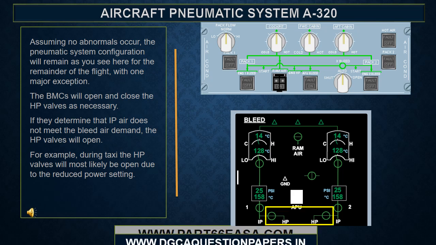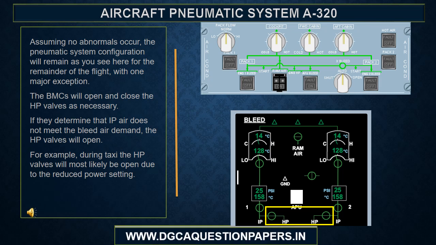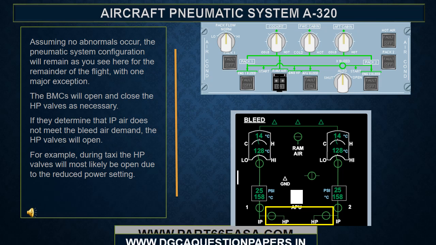Assuming no abnormals occur, the pneumatic system configuration will remain as you see here for the remainder of the flight, with one major exception. The BMCs will open and close the HP valves as necessary. If they determine that IP air does not meet the bleed air demand, the HP valves will open. For example, during taxi, the HP valves will most likely be open due to the reduced power setting.